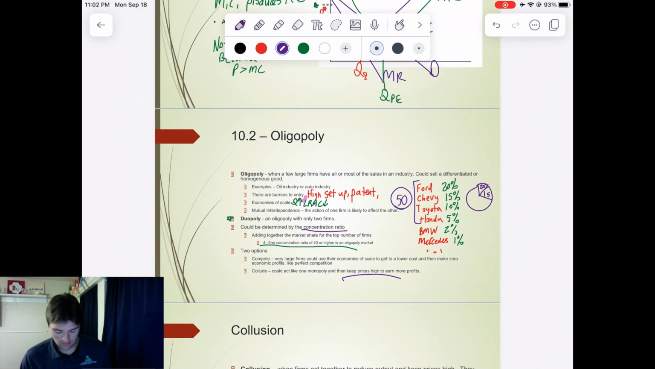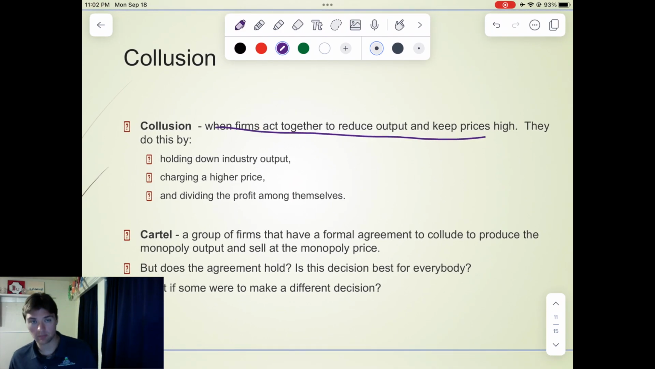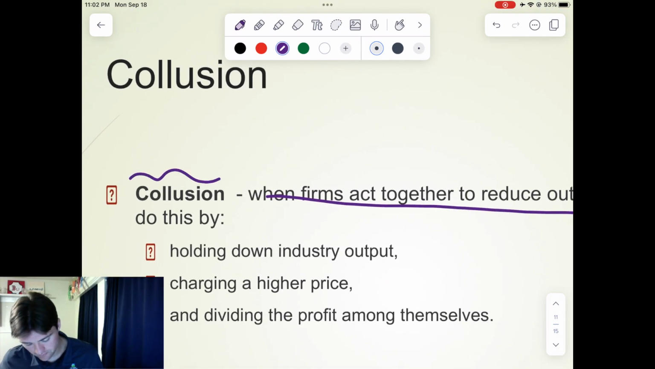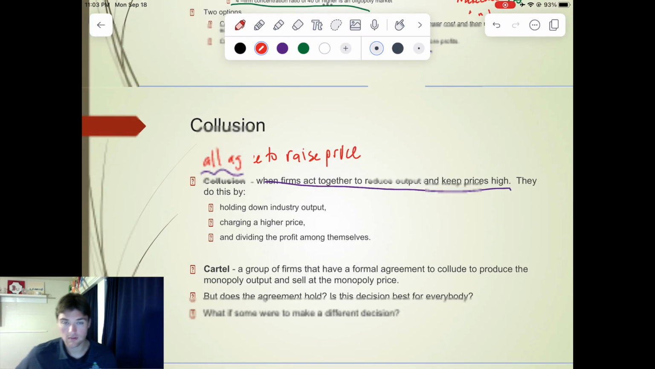Okay? So collusion is when firms act together to reduce output and keep prices high. So just like a monopoly, we reduce quantity so we could increase the price and make more profits. Right? Holding down the industry output will charge a higher price, and then they get more profits for everybody. Okay? So collusion is where you call them on the phone and you all agree to raise price. When you do this, this is collusion.